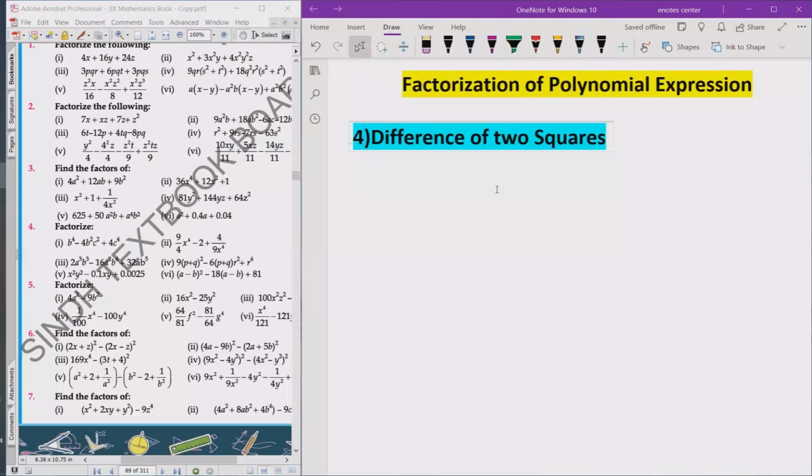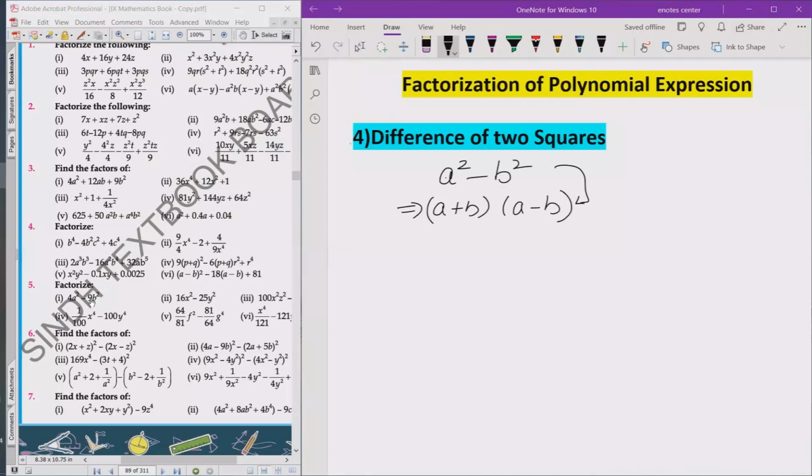Today we will learn about the factorization of polynomial expressions when we have the difference of two squares. We have already covered three types in previous classes. You can follow our playlist to learn how to solve those. So today we will learn about the difference of squares. If you have a square minus b square, how can we factorize it? The factors are a plus b and a minus b. So this is the factorization of this term.